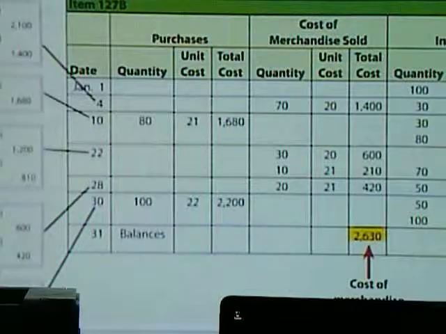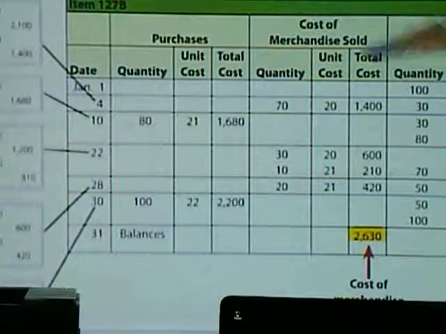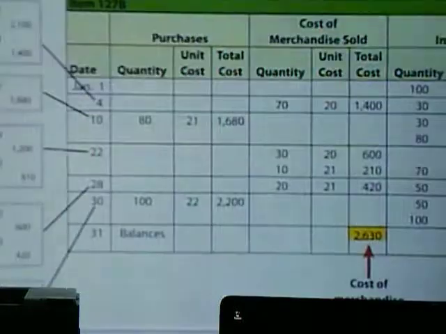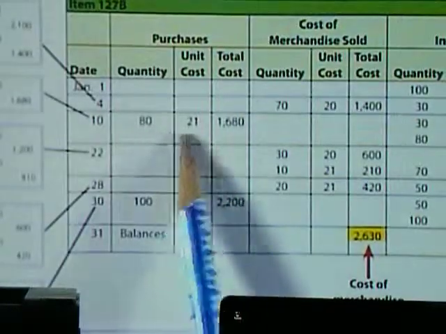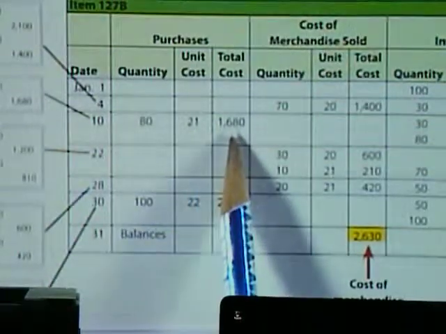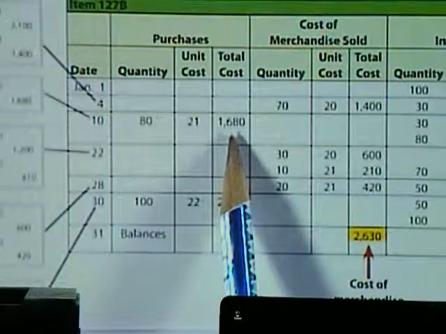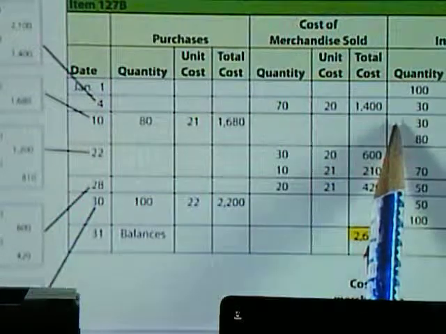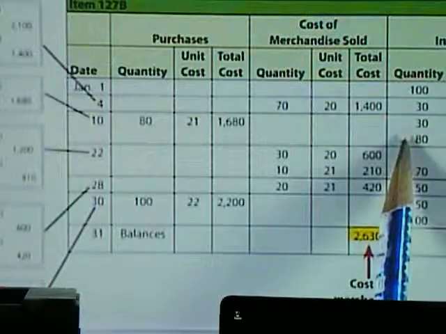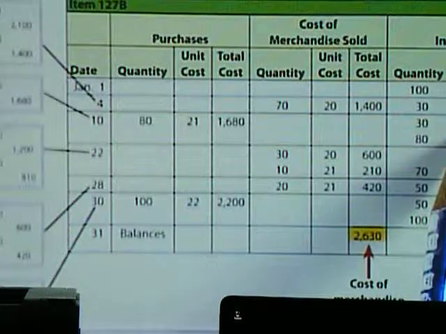On January 10th, we purchased an additional 80 units for $21 each. So we bought 80 units at $21 each for a total of $1,680. And now I have 30 units at $20 and 80 units at $21.